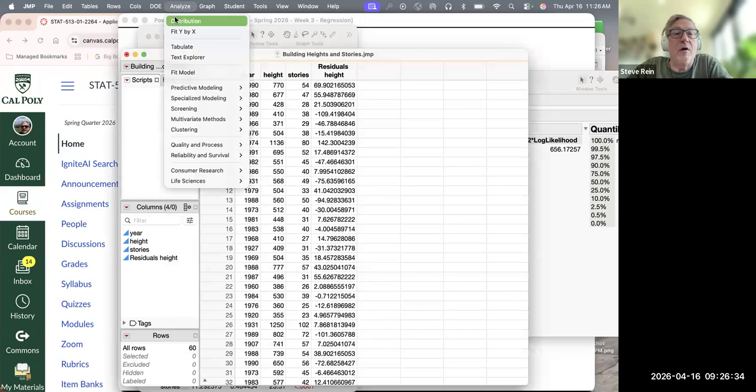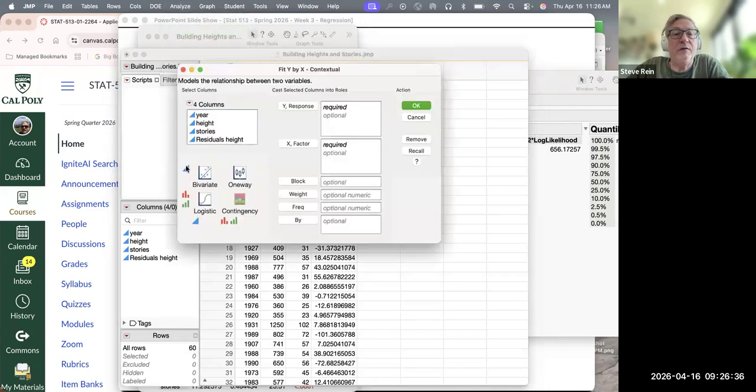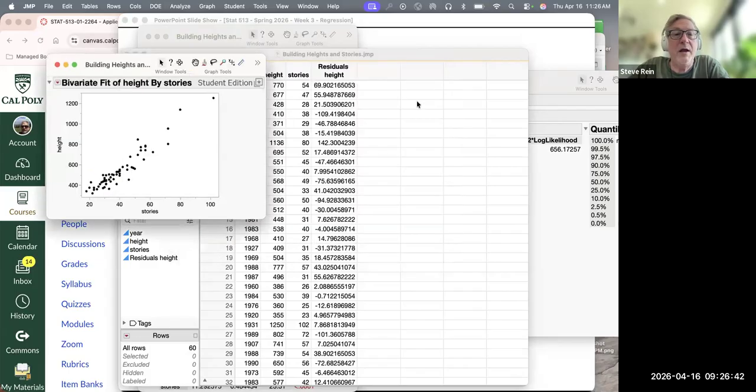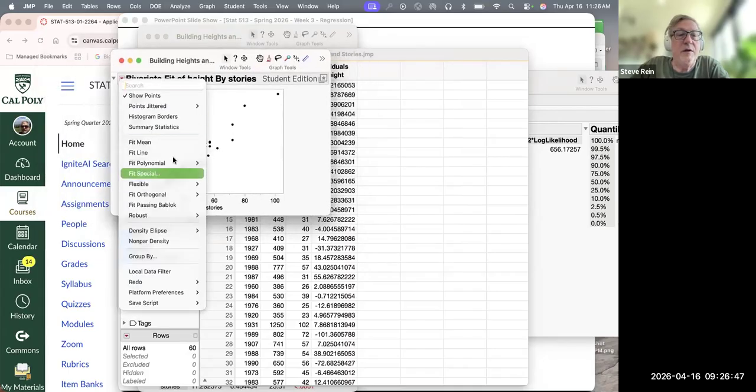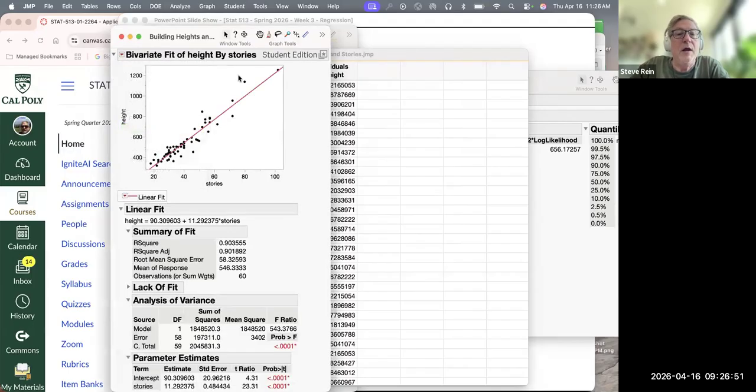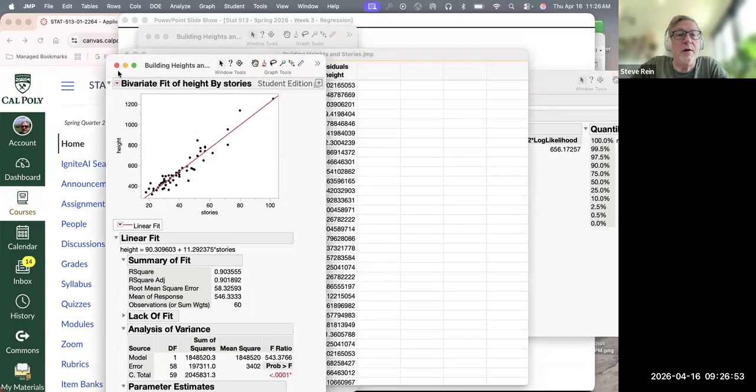Let's again create our fit y by x. We had originally the number of floors, X, predicting the height of the building, Y. Click OK. If I wanted to draw that trend line in, it's easy to draw it in. I'm going to go ahead and fit that line. Good. And so I see the residuals are here.